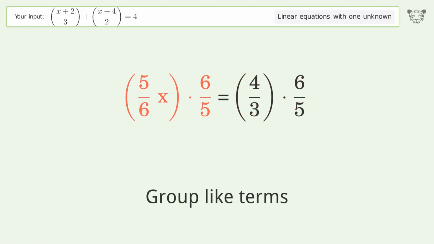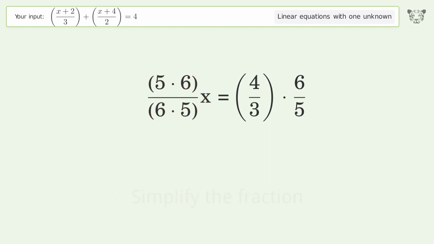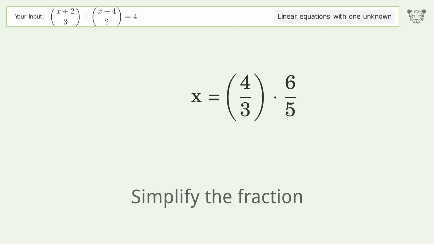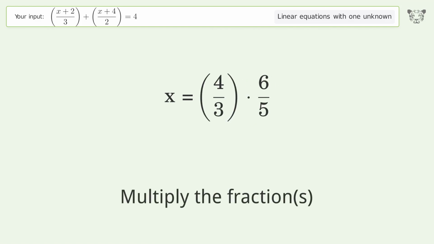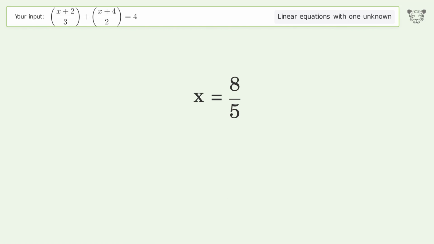Group like terms. Multiply the coefficients. Simplify the fraction. Multiply the fractions. Simplify the arithmetic. And so the final result is x equals 8/5.